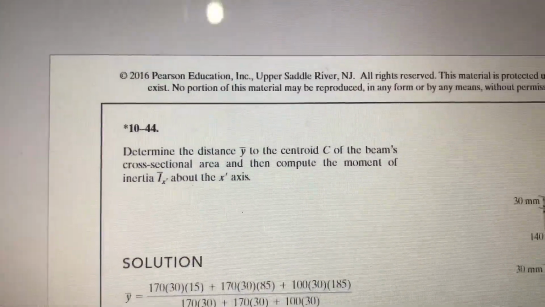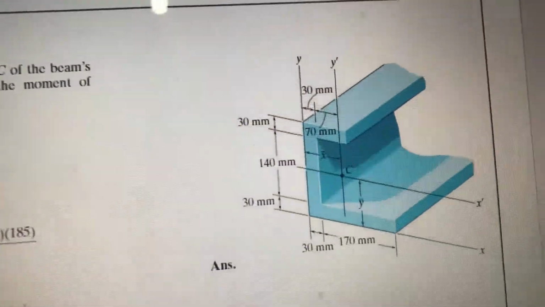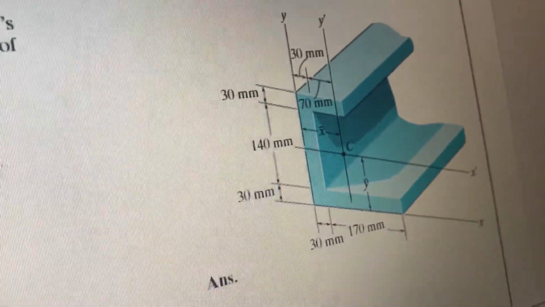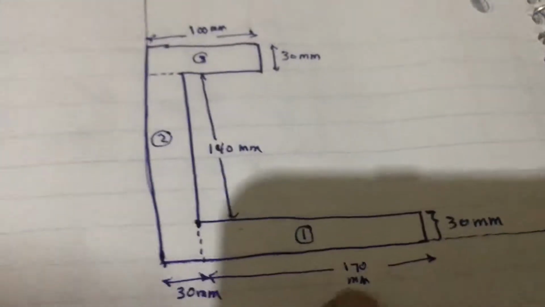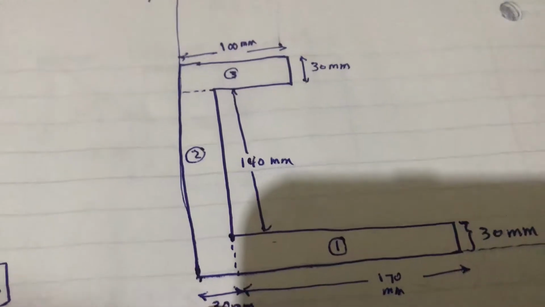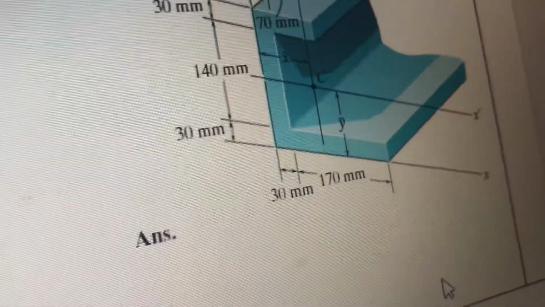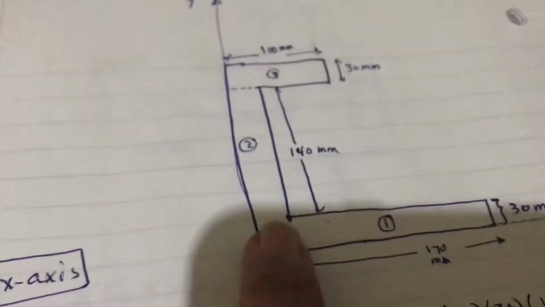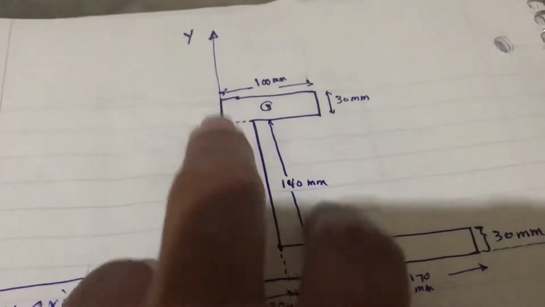Since this image is like this, you could look at it from this side. I could draw it like that. I could draw it as 170 millimeter, 30 millimeter. You can see it here, 170 millimeter and 30 millimeter, and the side 140, 30 and 30.